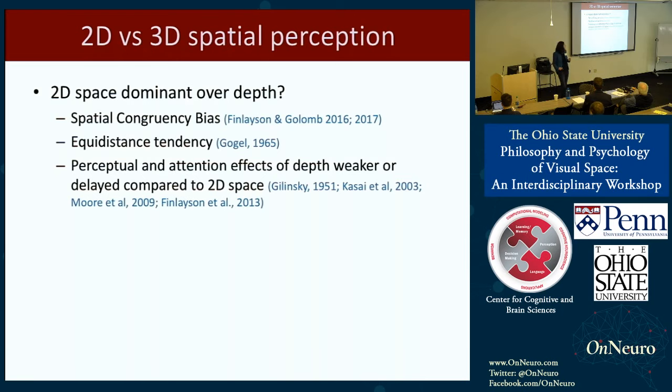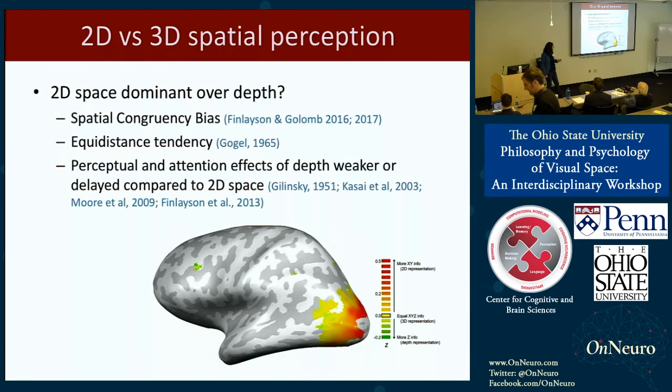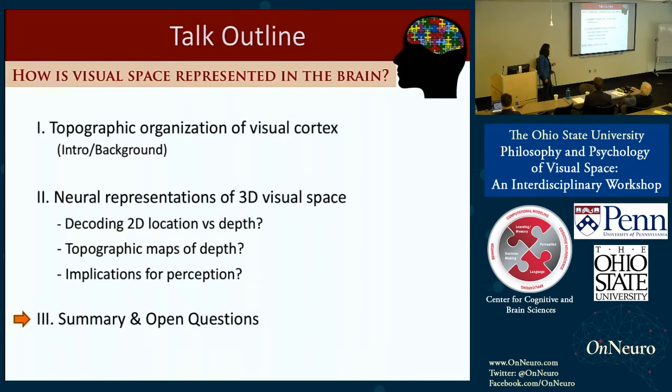And some perceptual and attentional effects of depth tend to also be weaker or delayed compared to 2D space. And this kind of makes sense if you think of this hierarchy or prioritization, where maybe this fits with the idea that the earliest levels of processing are still fundamentally flat 2D and have to progress a little bit till we get to the depth stuff. But we do seem to have depth representation.